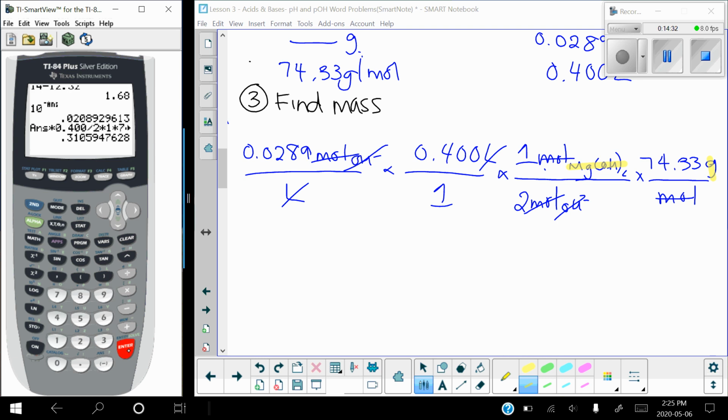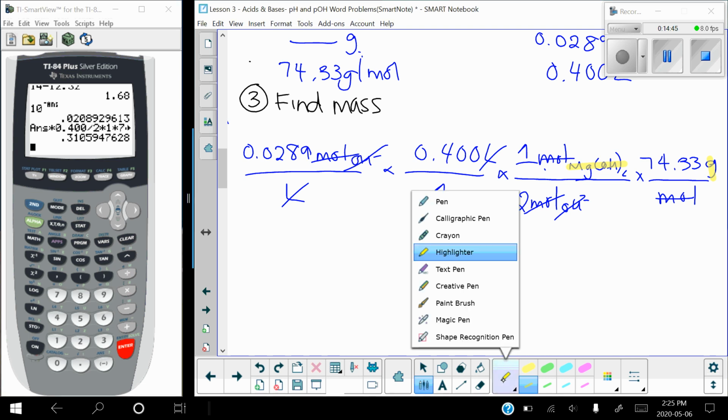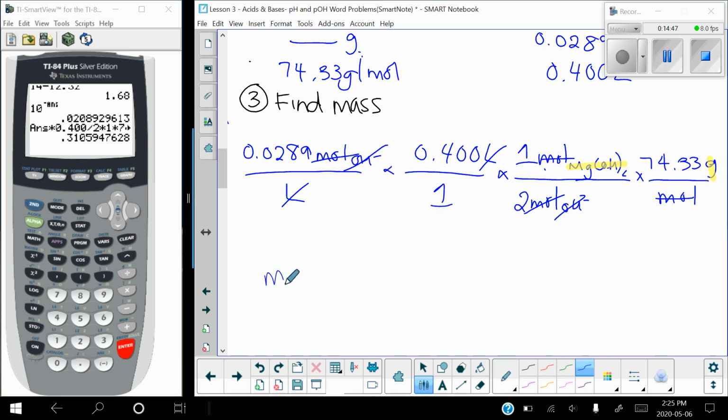I get a mass of 0.31. We're going to round this to 2 significant digits. So the mass of magnesium hydroxide is equal to 0.31 grams.